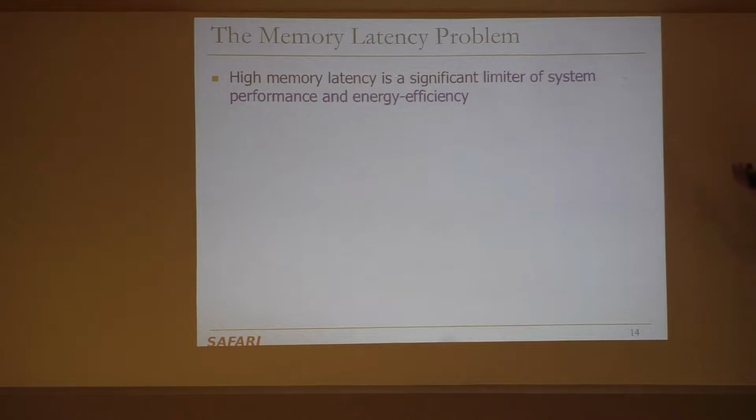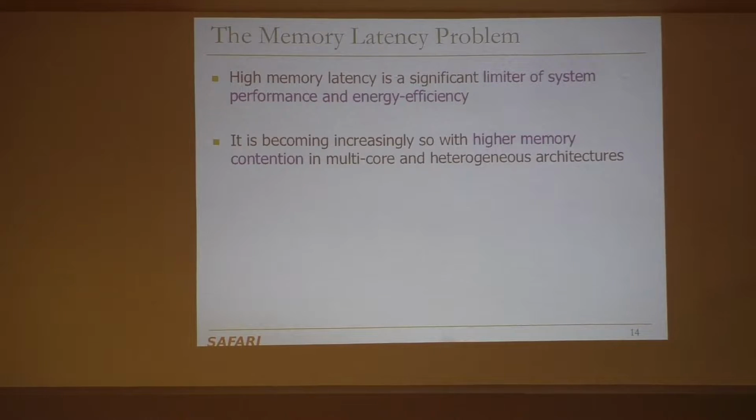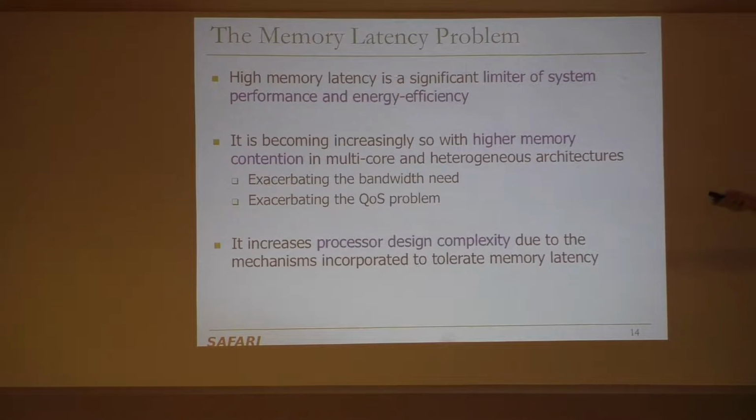Okay, let me give you the high-level perspective. Basically, clearly memory latency is a significant limiter of performance and energy efficiency. And it's becoming increasingly so with higher memory contention, multi-core and heterogeneous systems. These systems have more contention in memory, and large latencies exacerbate the bandwidth need and make the quality of service problem worse. And it also increases the processor design complexity, as we discussed, because you have many mechanisms to tolerate memory latency. I'll give you some historical perspective.